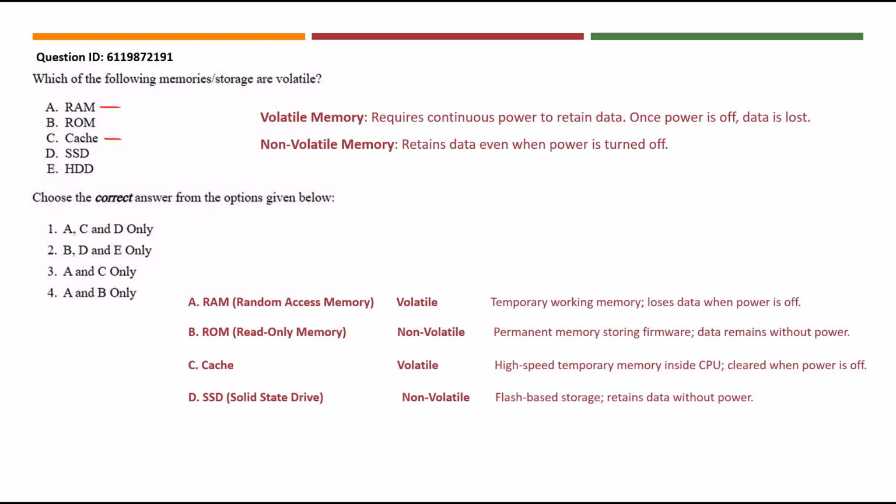Next is SSD, solid-state drive. This is non-volatile in nature. It's a flash-based storage and it retains data without power. What about HDD, hard disk drive? This is also not volatile. This is a magnetic storage, keeps data even when the power is off. So A and C are alone volatile. We will go with option number 3, A and C as the right answer.